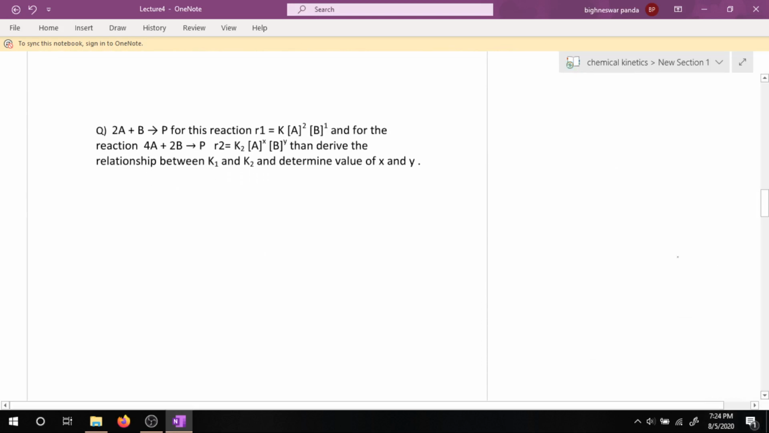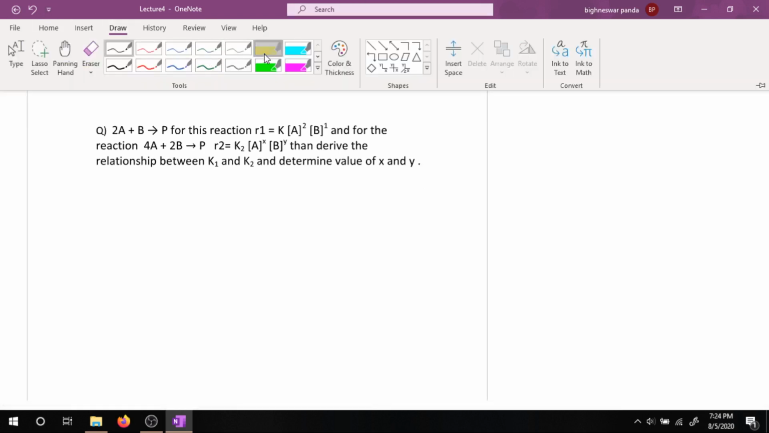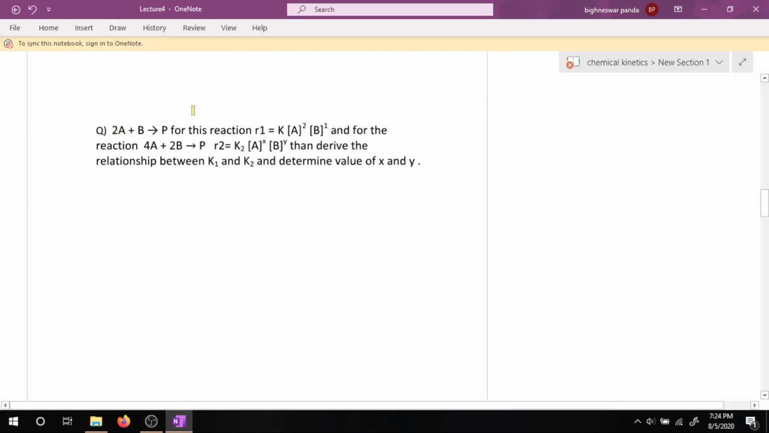Then another question is there. For a reaction 2A plus B gives product, the rate of reaction is R1 equal to K1 A power 2 B power 1. And for the reaction 4A plus 2B gives product, I can write R2 equal to K2 A power X B power Y. Then derive the relationship between K1 and K2, which is very important, and determine the values of X and Y.